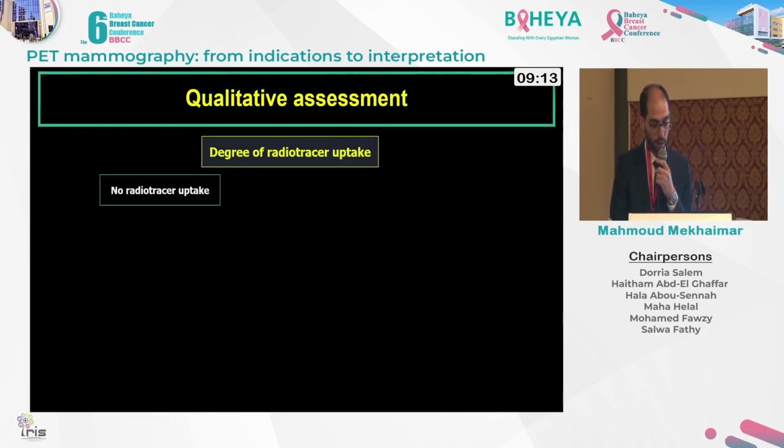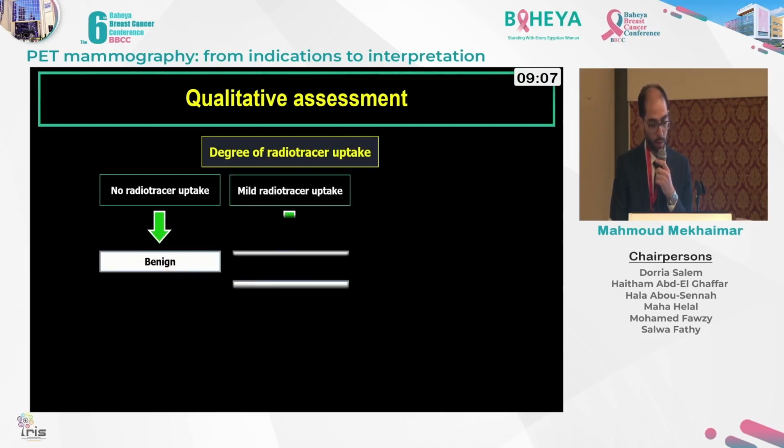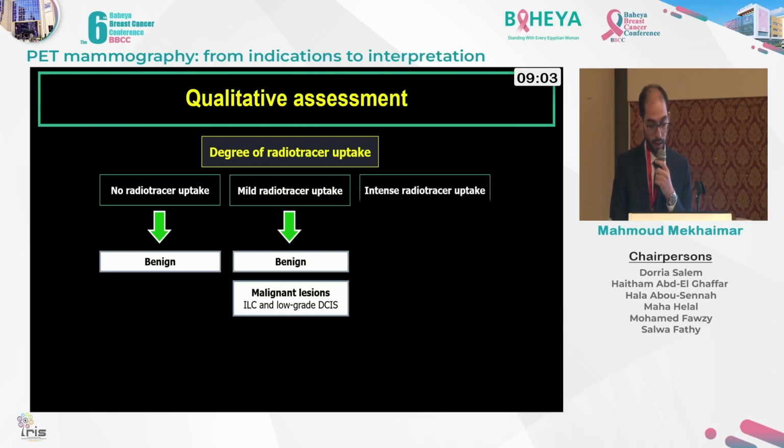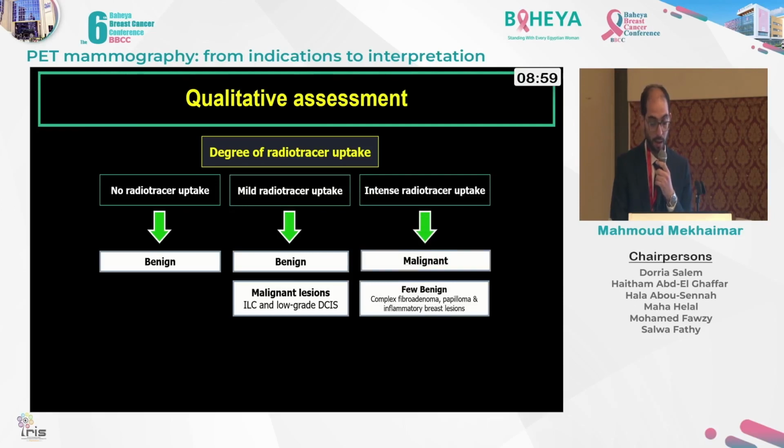Degree of radiotracer uptake can be no radiotracer uptake at all, which goes with benign lesions; or mild radiotracer uptake, which can be benign or some malignant lesions; and intense radiotracer uptake, which goes with malignant lesions and a few benign lesions. And in these two groups, we need further differentiation using quantitative assessment.